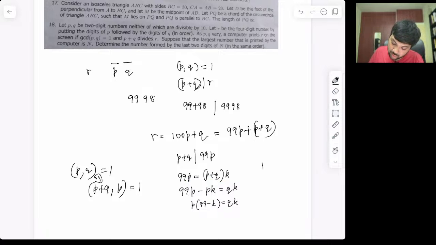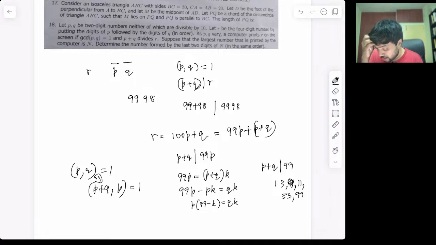Great. So we know that p plus q must divide 99, and 99 has only very few factors, right? 1, 3, 9, 11, 33, 99. So we already have a limit on what p plus q can be. We want to make p as large as possible, and p plus q must be one of these factors. We just have to try one of these factors now, right? So I think we should be able to try now. So let's make r as large as possible. To do that, let's make p as large as possible.